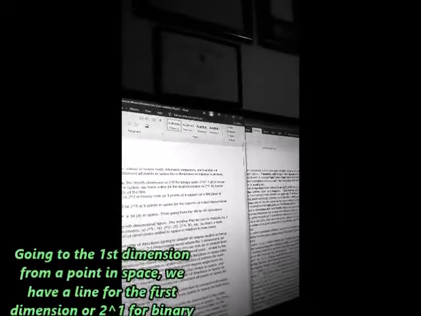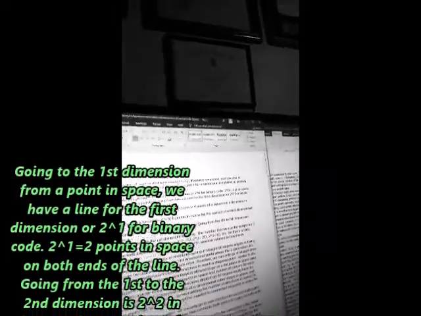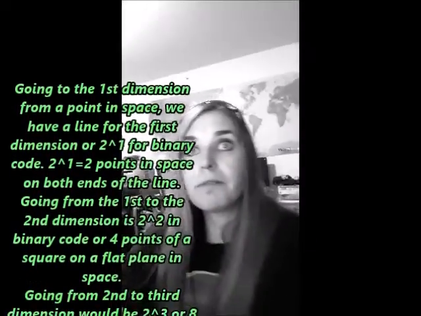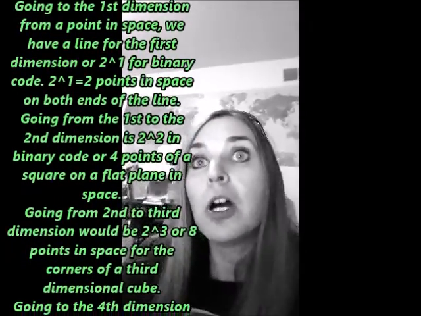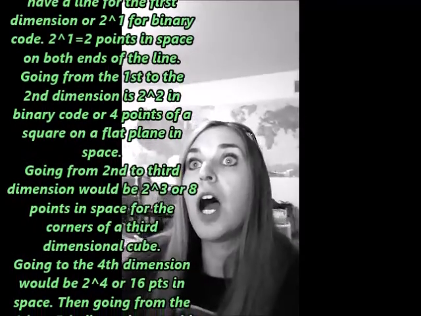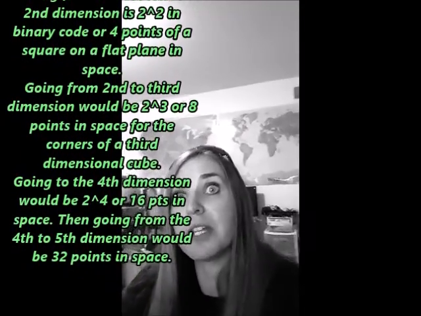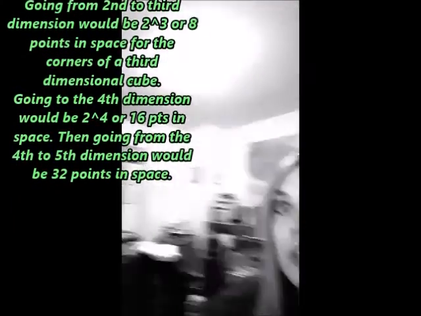Going to the first dimension from a point in space, we have a line for the first dimension, or 2 to the 1st for binary code. 2 to the 1st equals 2 points in space on both ends of the line. Going from the first to the second dimension is 2 to the 2nd power in binary code, or 4 points of a square on a flat plane in space. Going from second to third dimension would be 2 to the 3rd power, or 8 points in space for the corners of a third-dimensional cube.